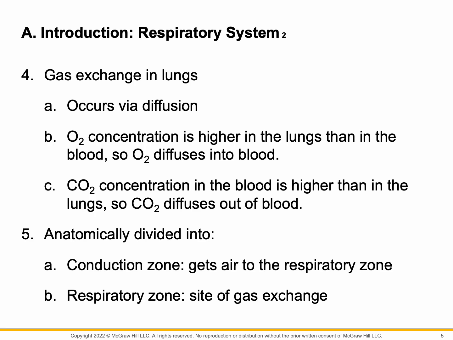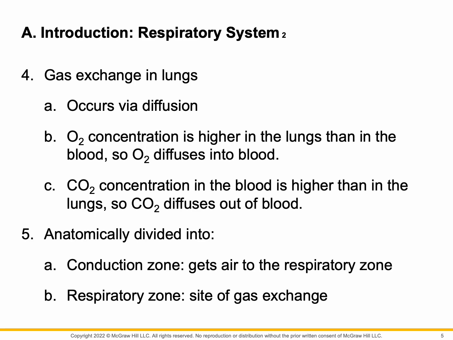One might wonder, how does gas exchange occur? So in the lungs, gas exchange occurs by way of diffusion, where gas moves from a higher concentration to an area of lower concentration. So that means oxygen concentration is higher in the lungs than in the blood, so the oxygen diffuses into the bloodstream, whereas carbon dioxide concentration in the blood is higher than in the lungs, and so the carbon dioxide will diffuse out of the blood.